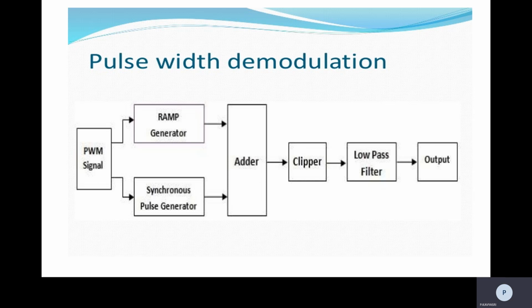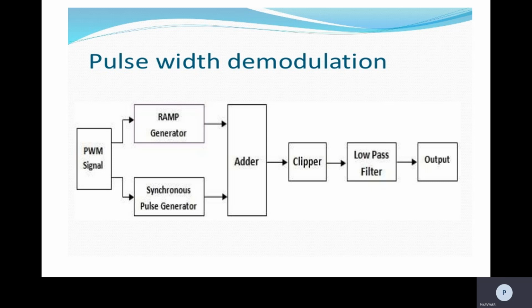Now the pulse width demodulation. We will see how PWM demodulation takes place. First we have a PWM signal, and that PWM signal is given to a ramp generator as well as to a synchronous pulse generator.